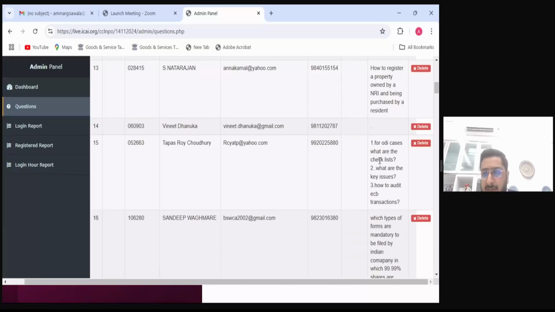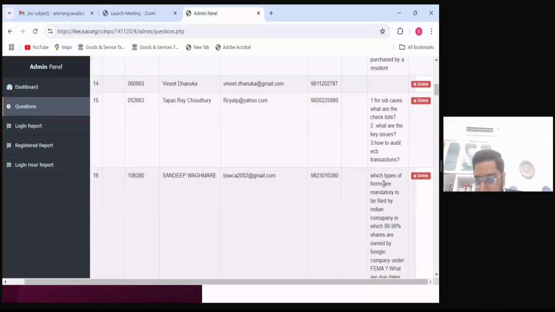For ODI cases, what is the checklist, what are the key issues, and how to audit these transactions? I think I've given in detail the checklist which has to be done at the time of ODI, and the key issues I've discussed. So, can I go further? I'll just go further.